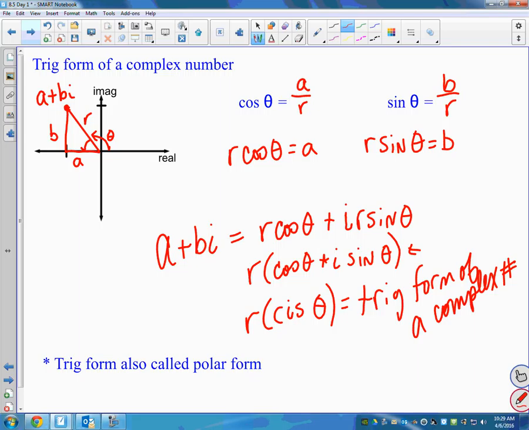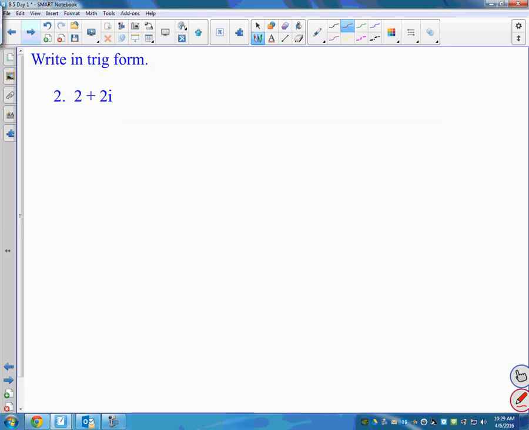Okay, so my notes are kind of long, but I just gave you the one here. The rest of these are just examples, and you're going to see how sometimes you don't have to do a lot of work. Other times you might have to do some work. Sometimes they're going to be really nice angles that you get from the circle. Sometimes they're going to be ugly angles that you have to use a calculator for. So I just try to pick some examples here for you. So write in trig form.